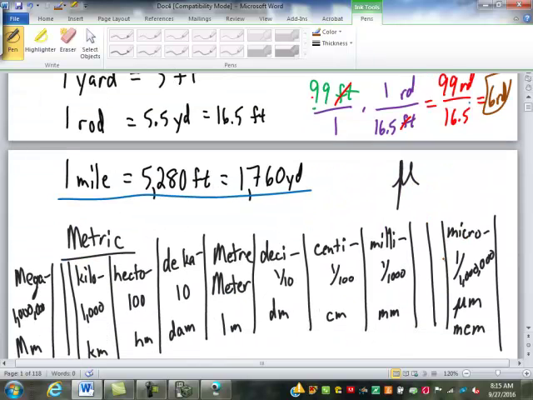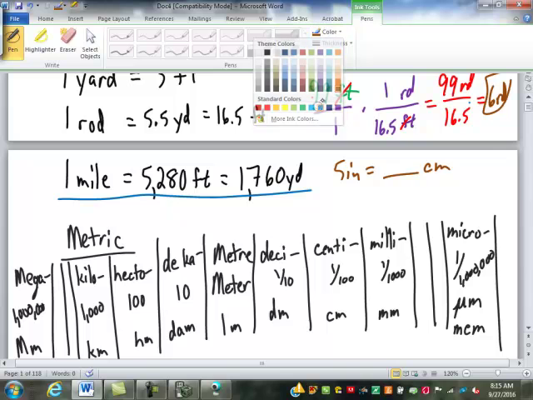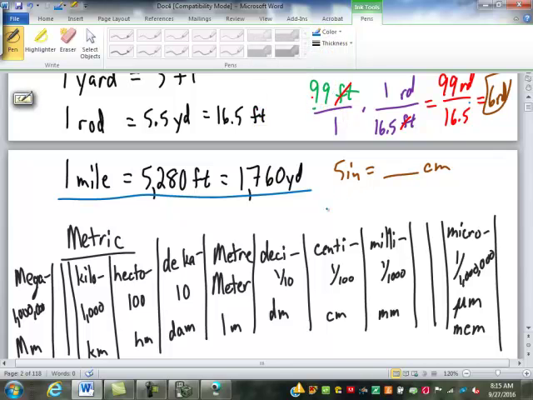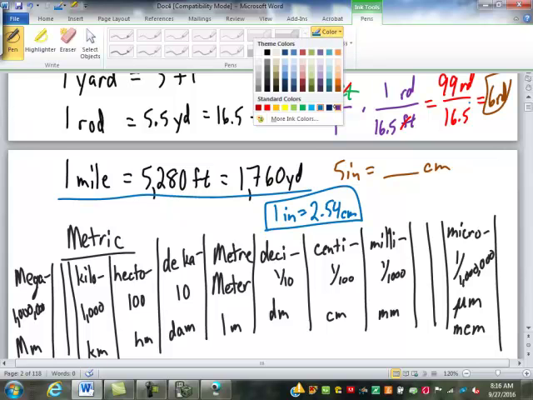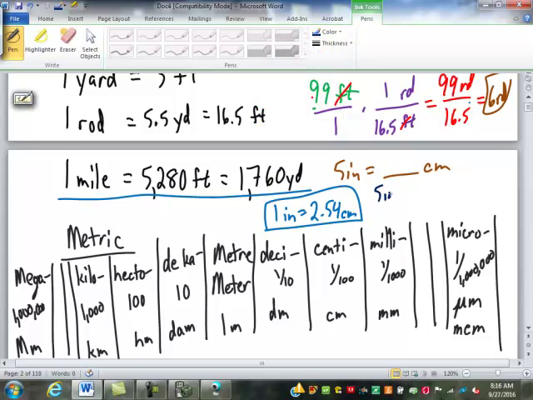Same thing applies if I want to convert from metric to standard. If I have 5 inches and I want to convert that into centimeters, well, I can look up and find a conversion that says 1 inch is 2.54 centimeters. Once I have that equivalency, now I can make my conversion. I'm going to make my 5 inches over 1. I'm going to multiply now by what's going to go on bottom.